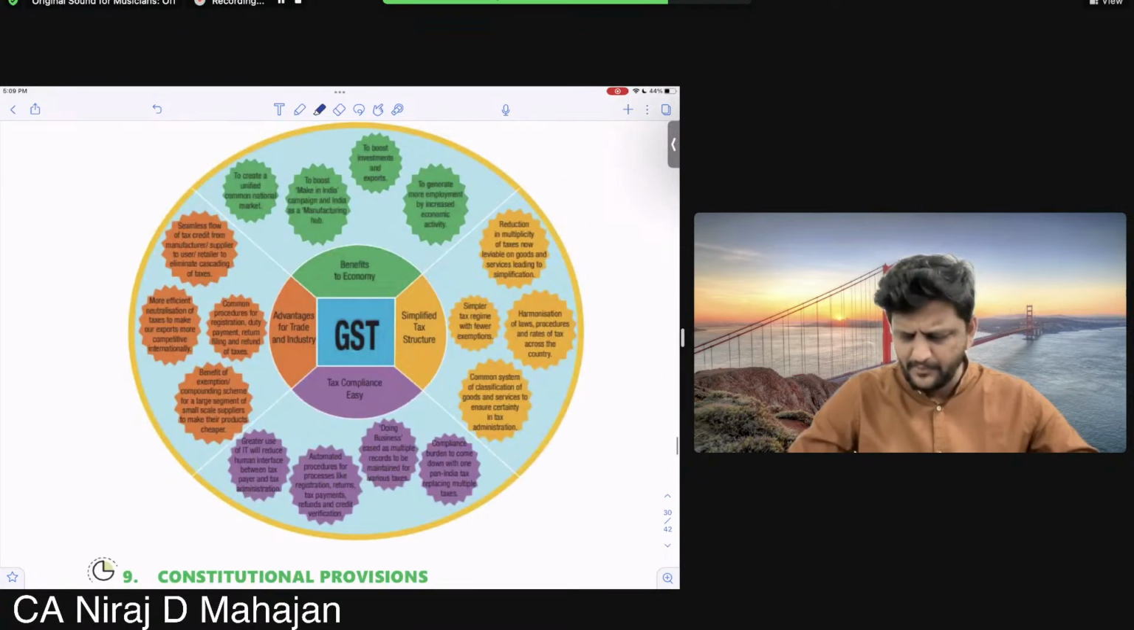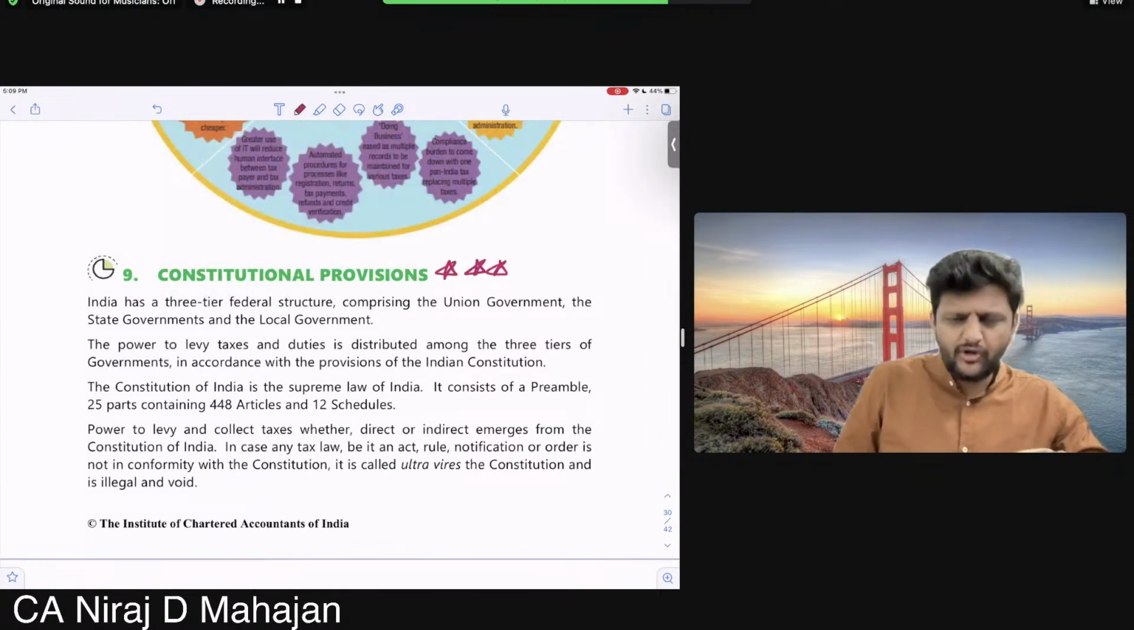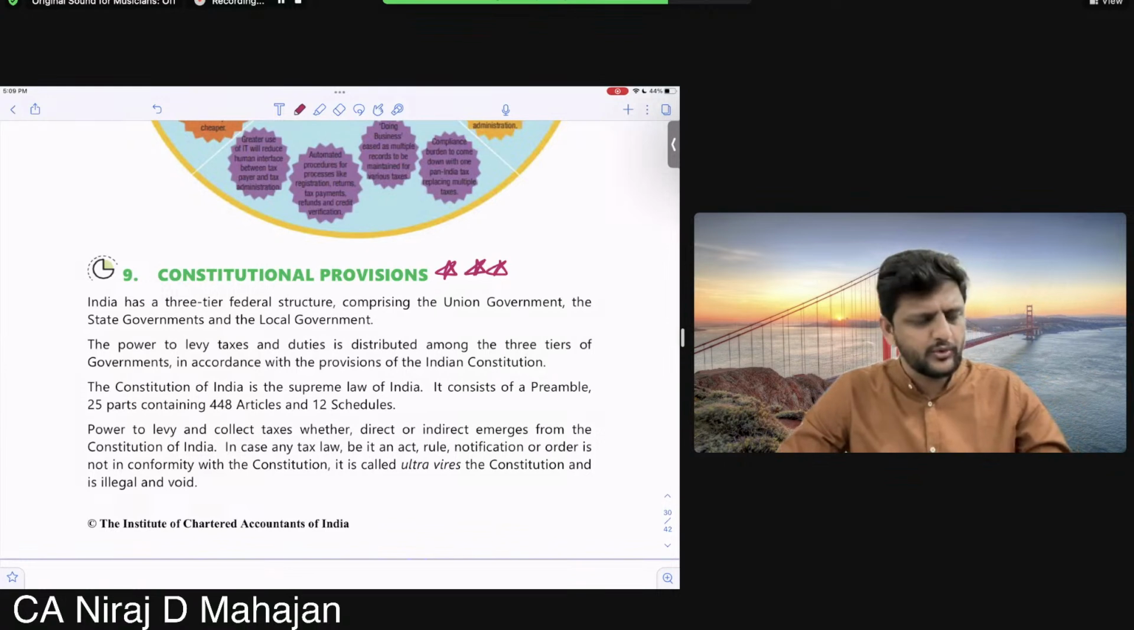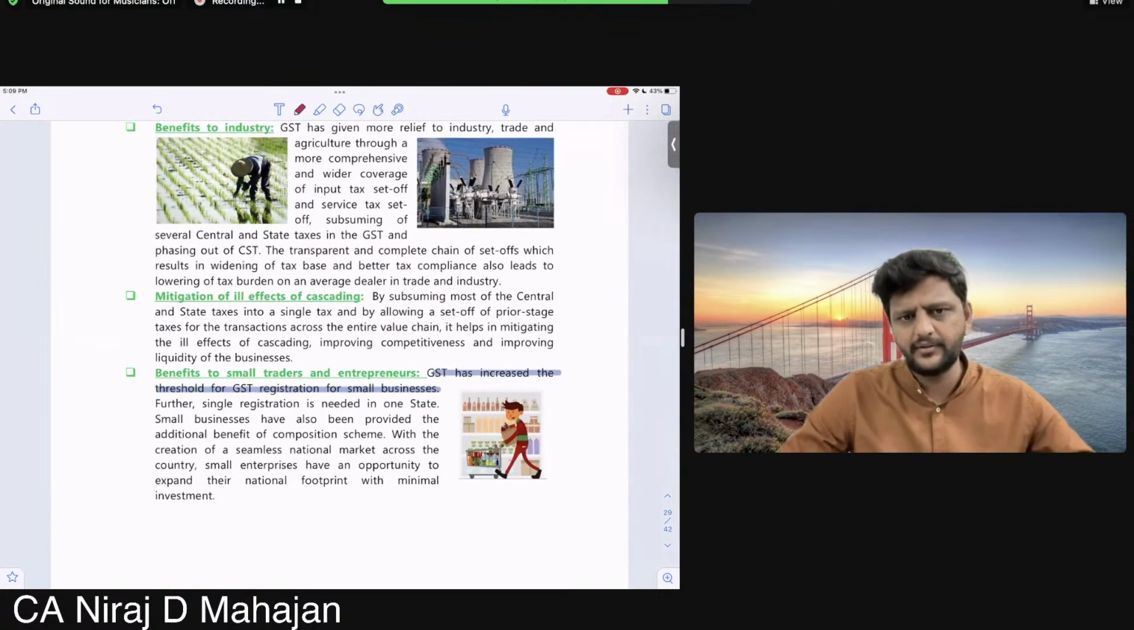What complicated diagram they prepare over here. This is important for us from examination point of view. If at all they ask you benefits of GST, write 2-4 points at least. Everybody, at least those headings which we just now saw, you should keep in mind.